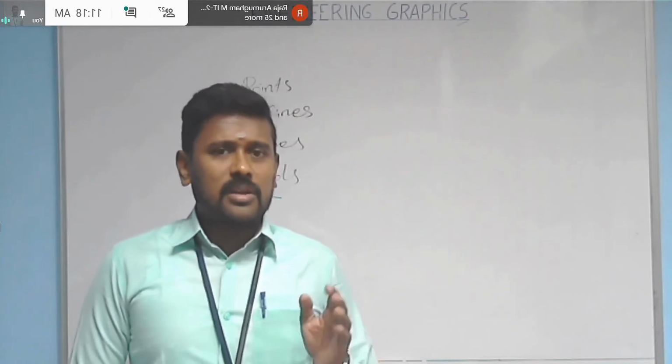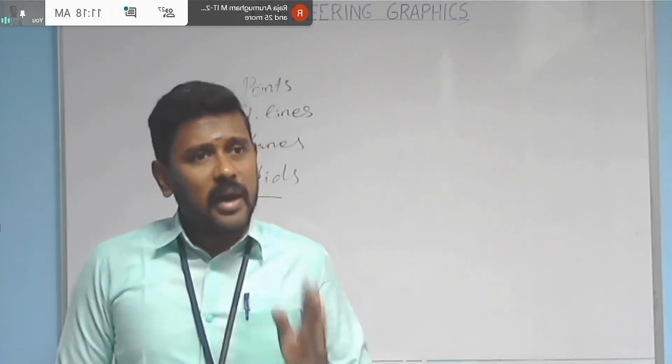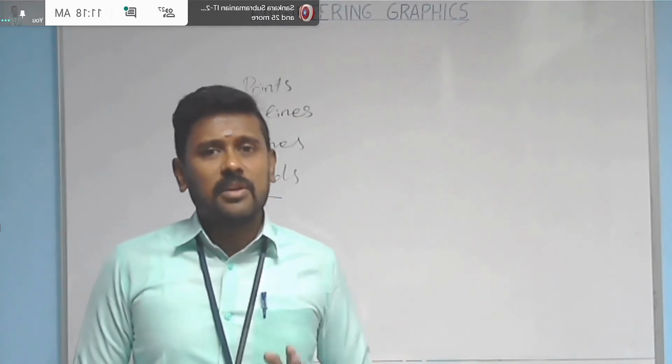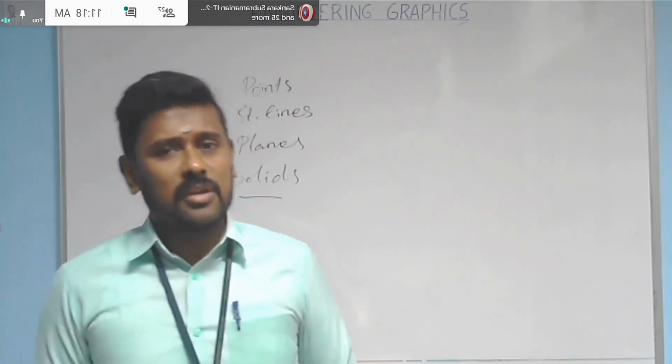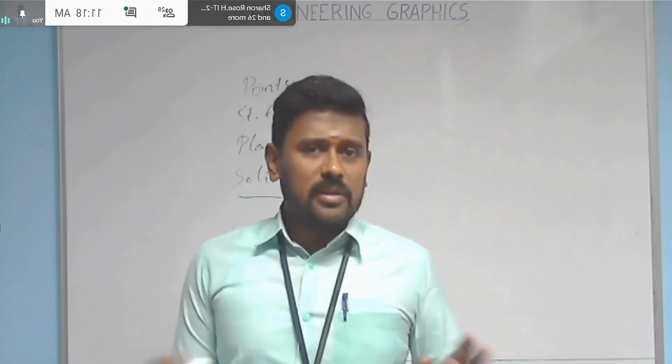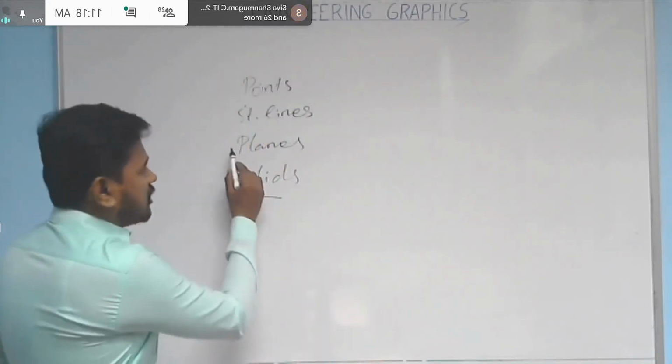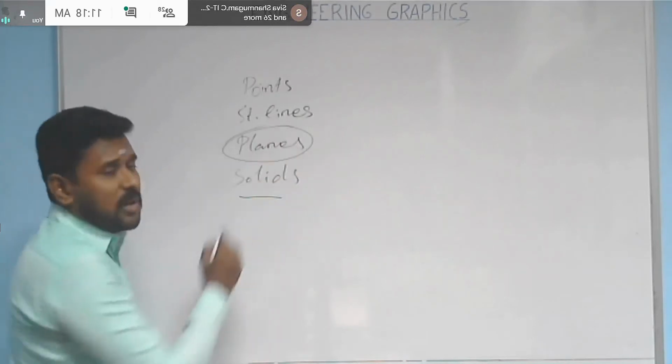So already we discussed how to draw the front and top views of points and straight lines when they are considered in the first quadrant. How to project them, how to draw their front and top views in our paper with respect to the XY line. We worked with these things so far. And now we are going to discuss how to project the planes.